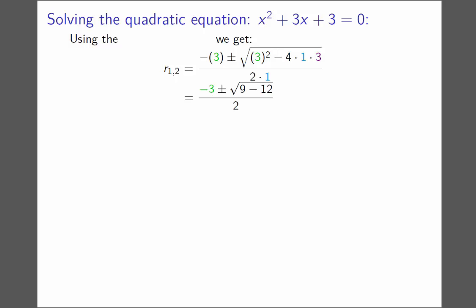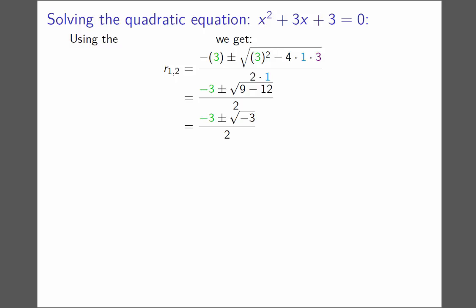3 squared is 9, and 4 times 1 times 3 is 12, and 2 times 1 is 2, so we get that our roots are negative 3 plus or minus the square root of 9 minus 12, over 2. And 9 minus 12 is negative 3, so we have negative 3 plus or minus the square root of negative 3, over 2.